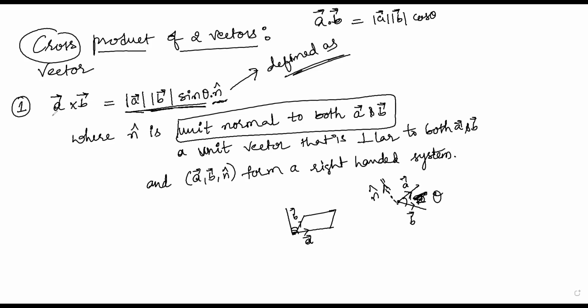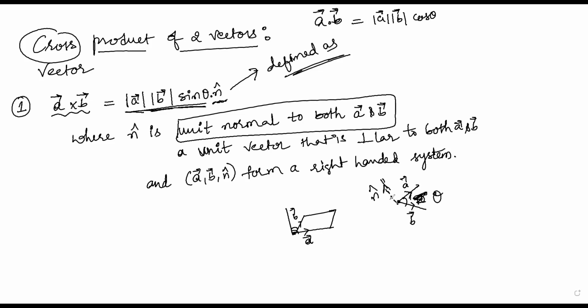Always understand that A cross B is a vector perpendicular to both A and B. That much you need to remember. Its magnitude is mod A mod B sin theta, and its direction is perpendicular to both A and B. This n cap is a unit vector perpendicular to both A and B. If A and B are in the plane of the screen, then it is perpendicular to this, which means it is towards you.